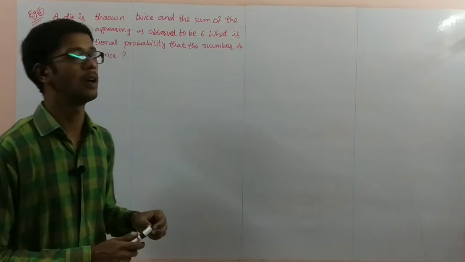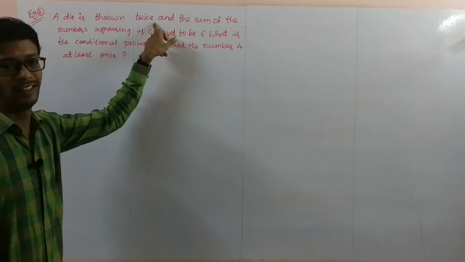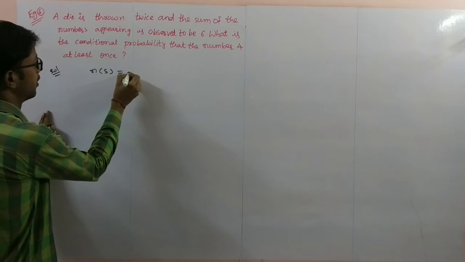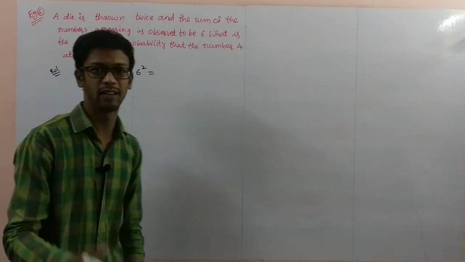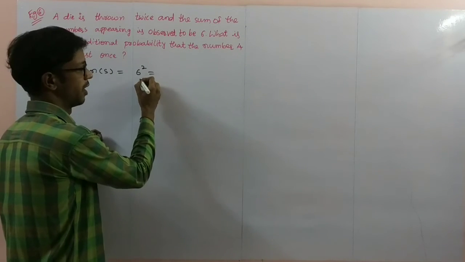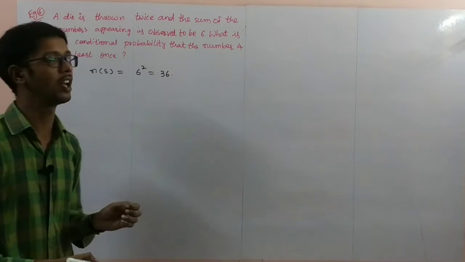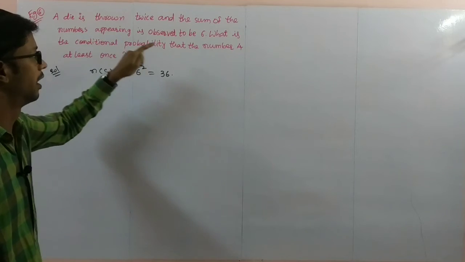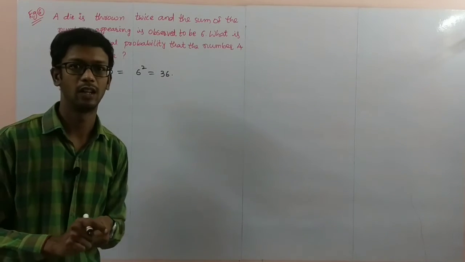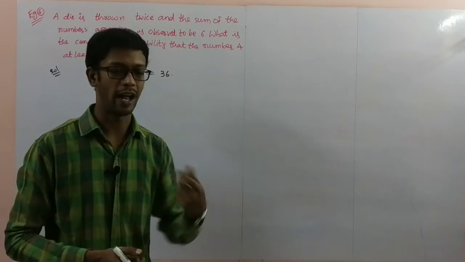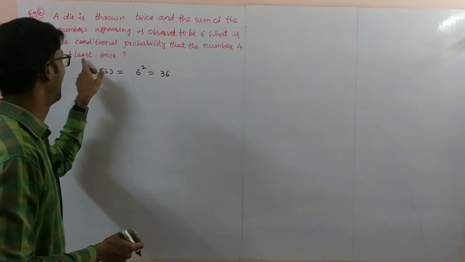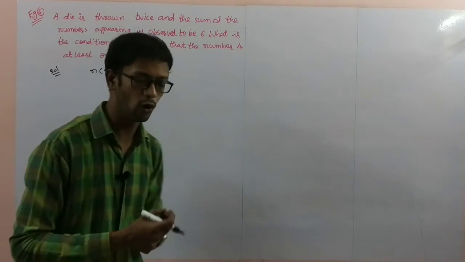Now we see example number 6. A die is thrown twice. First of all, I will write the sample space elements. The number of elements in the sample space: a die has 6 outcomes each time, and twice means 2 times, so the formula is x square. 6 square is 36, the total number of elements. Next, the sum of the numbers appearing is observed to be 6. What is the conditional probability that the number 4 appears at least once?